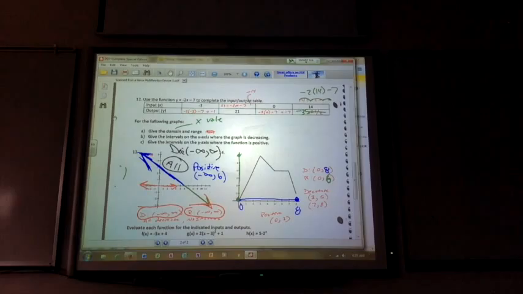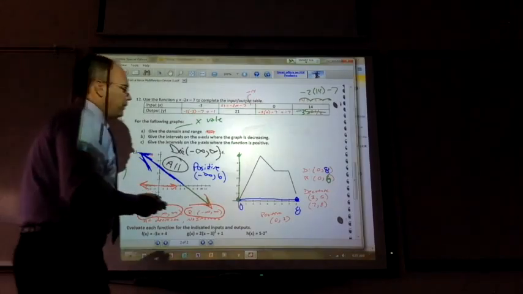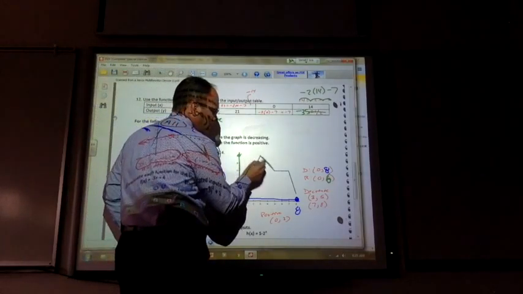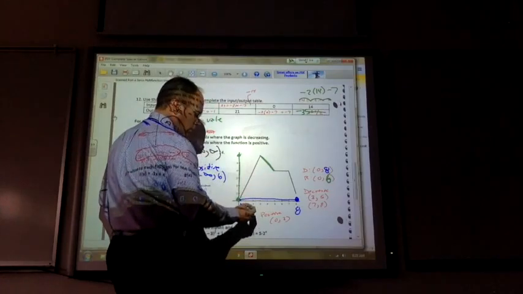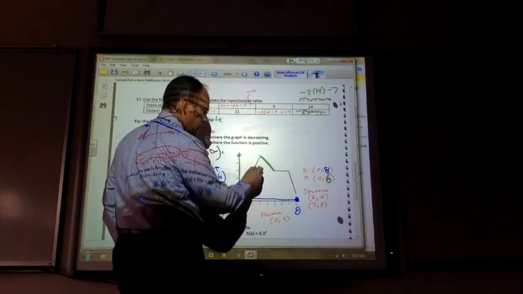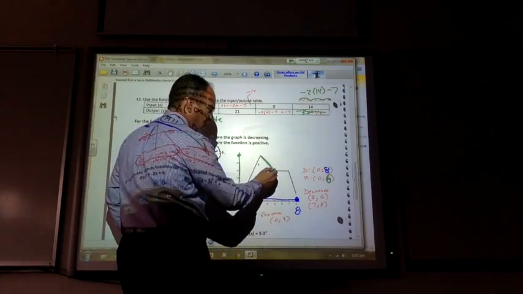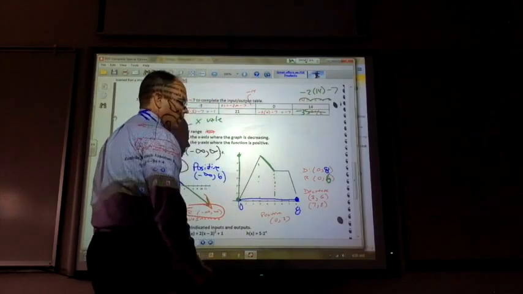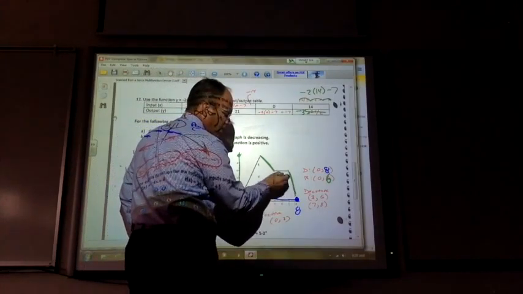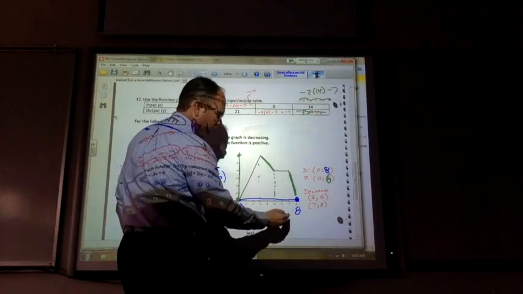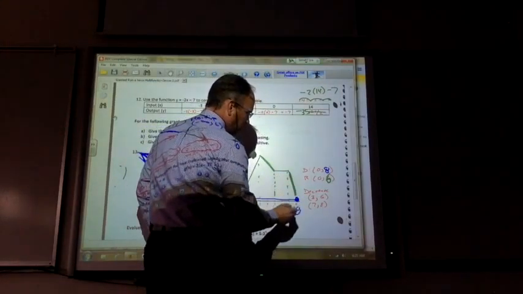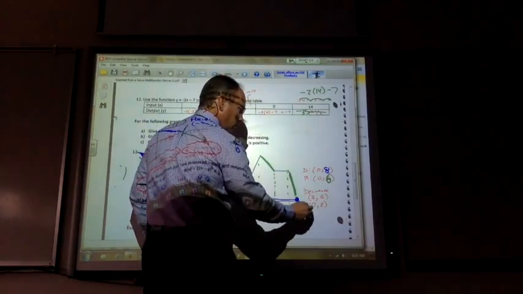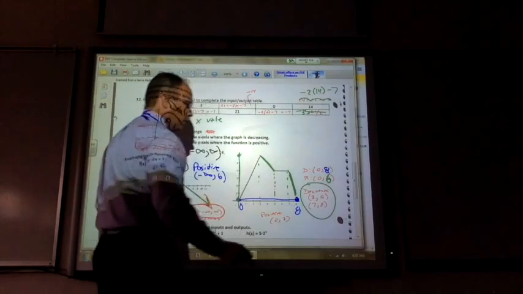Where is this graph decreasing? Right here it's decreasing, so from 3 all the way to 5, it's decreasing. It's also decreasing right here, which is 7 to 8. So it's decreasing at those values.